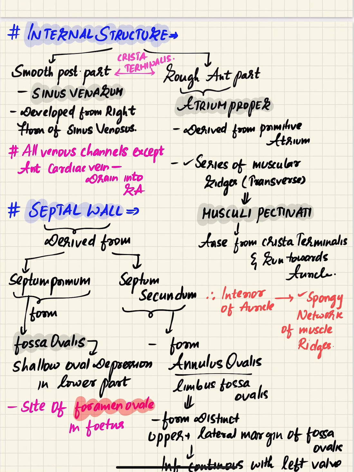Now coming to the internal structure. It has a smooth posterior part called the sinus venarum and a rough anterior part called the atrium proper. Both of them are separated by the crista terminalis. The smooth posterior part is developed from the right horn of the sinus venosus, and the rough anterior part is derived from the primitive atrium. All the venous channels except the anterior cardiac vein drain into the right atrium.